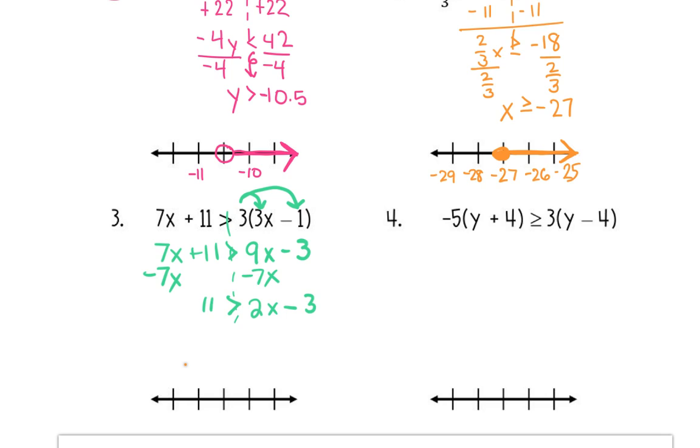minus 3. Add 3 to both sides. It's going to give me 14 is greater than 2x. We're going to divide by 2 on both sides. I have run out of room, so I'm going to come over here. This is 7 is greater than x.